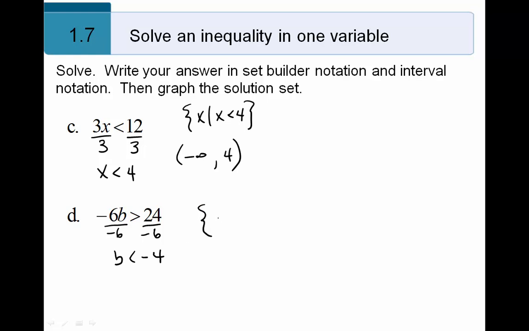In set builder notation, this would be the set of all real numbers such that those numbers are less than negative 4. In interval notation, our solution set starts at negative 4. Since negative 4 is not a part of the solution set, we'll use a parentheses. Since we're looking for numbers less than negative 4, those would extend to negative infinity. And then there's our parentheses.